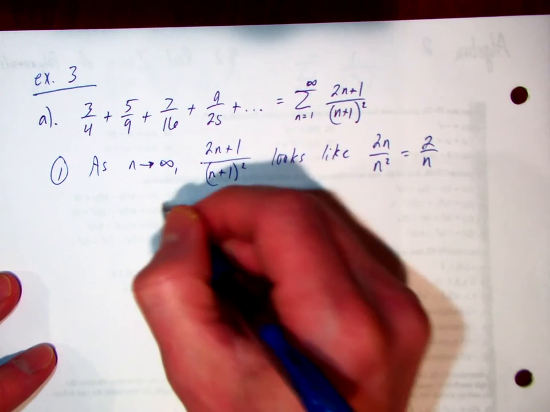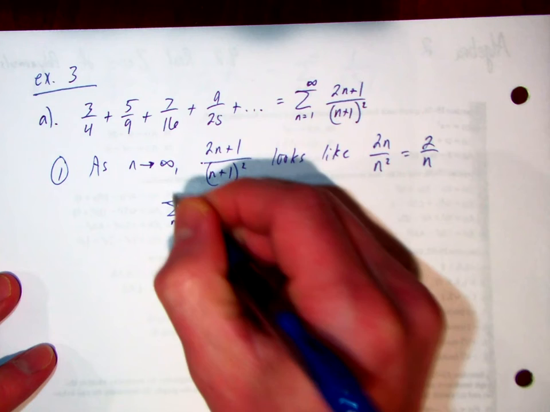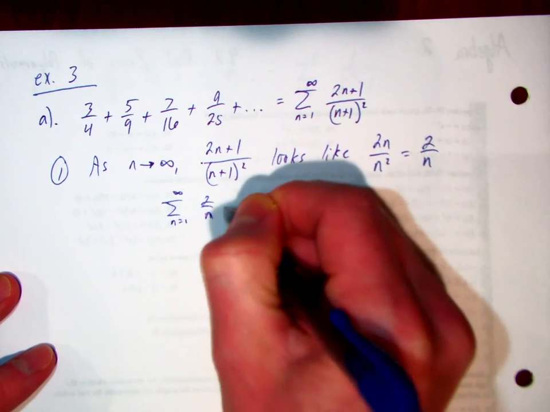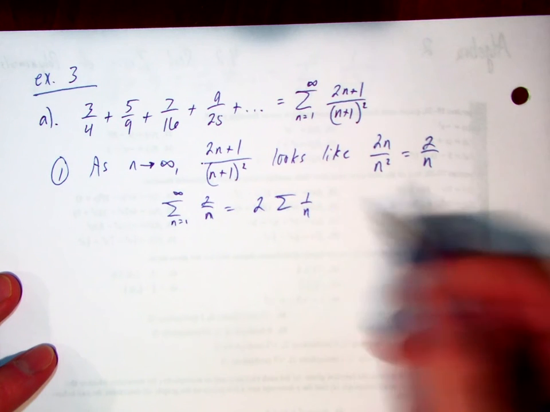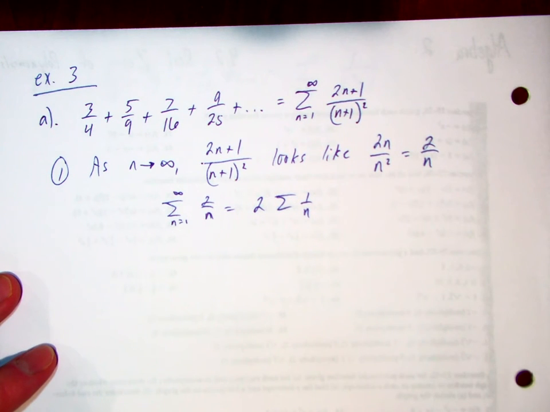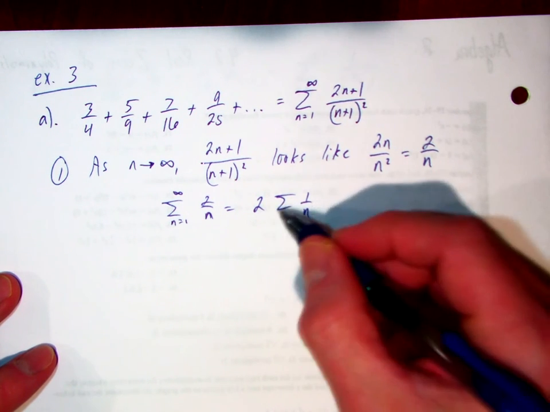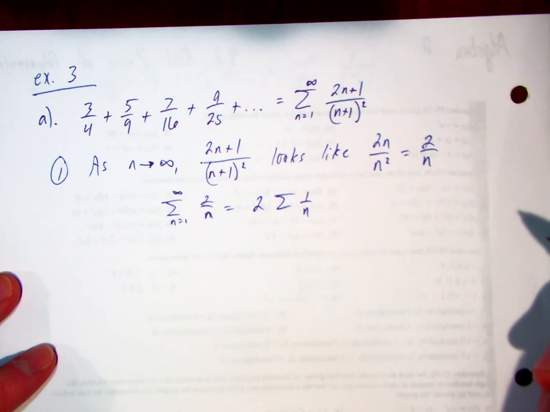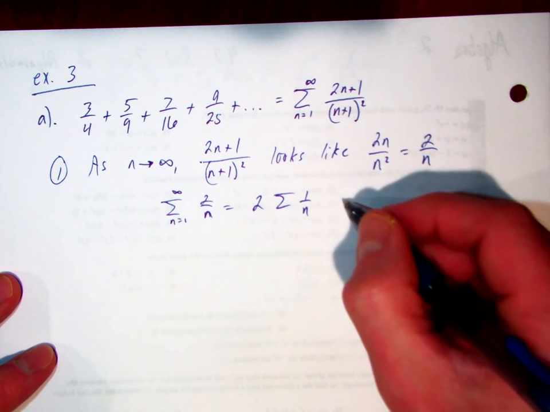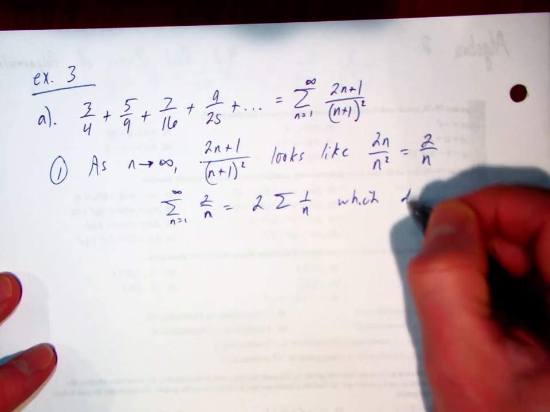So the sum from n equals 1 to infinity of 2 over n is just 2 times the sum of 1 over n. I'm just going to use the sigmas and not write the 1 to infinity, to save some time. It looks like 2 times the sum of 1 over n. But what do we know about this? This thing diverges, right? That's the harmonic series. That's a p-series with p equals 1. That's a harmonic series. That thing diverges.